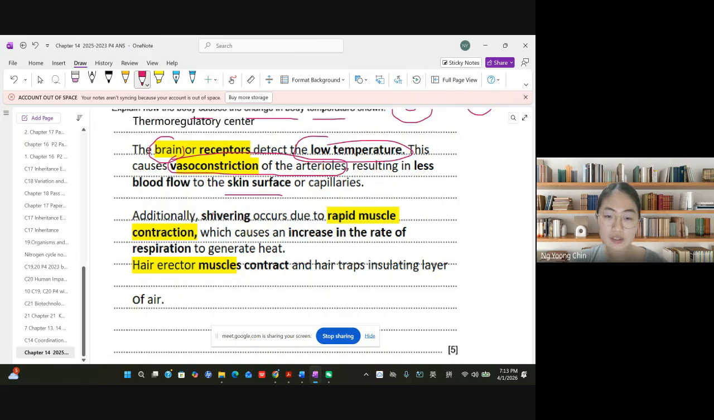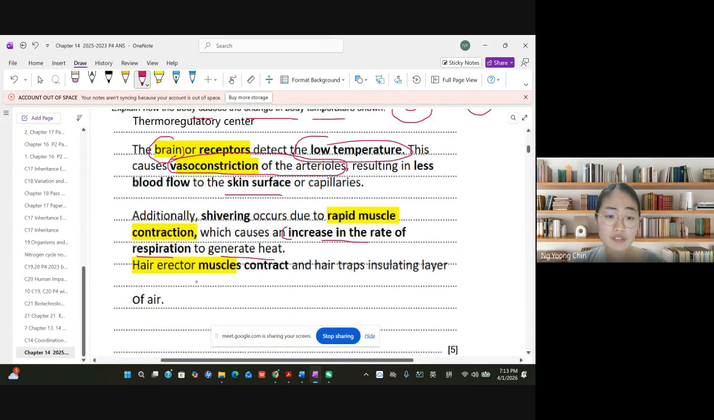And then you will shiver. Shivering causes rapid muscle contractions, which increase the rate of respiration to generate more heat. That's why whenever you feel very cold, you shiver naturally. It's because your body is trying to generate some heat.